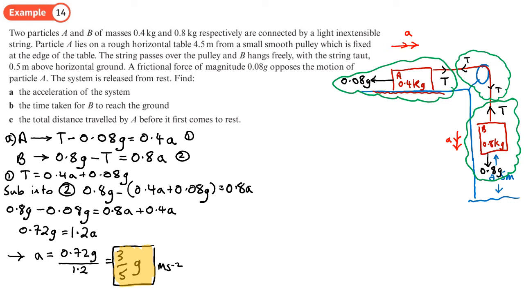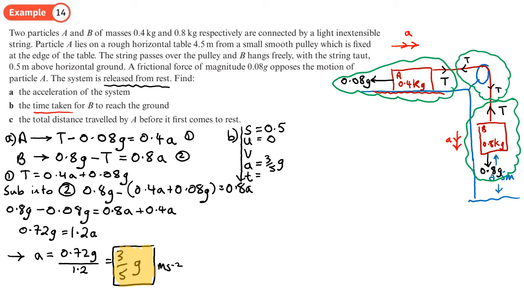Part B, we need to find the time taken for B to reach the ground. So you see the word time, that means SUVAT, S-U-V-A-T. Now we're looking at B to reach the ground. B is moving down, so we'll take downwards as positive. And we know that S is 0.5 because it's 0.5 meters above the ground. U, it says that it's released from rest, so U is 0. V, we're not interested in. A will be the acceleration of the system, which is 3/5 g.